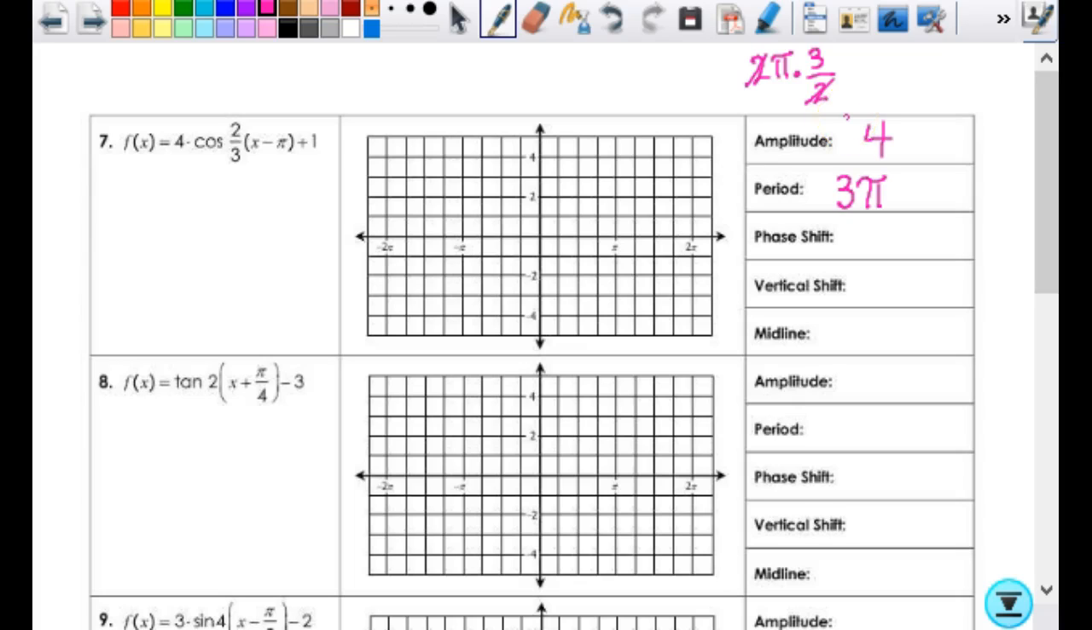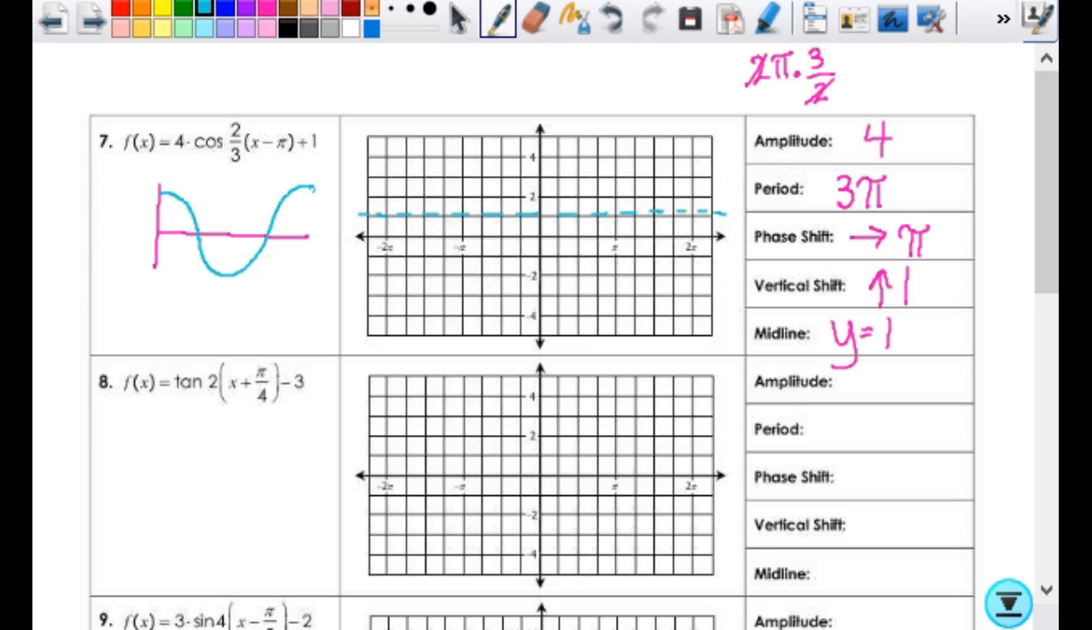All right, do you have a phase shift here? Yes, we're going to the right pi. Do you have a vertical shift? Yes. Up 1, which means your midline is y equals 1. So I go here to y equals 1. I'm going to draw in my midline. That's now my new x-axis. I'm also going to draw my parent function here that looks like this. This is cosine, right? Everybody with me so far?